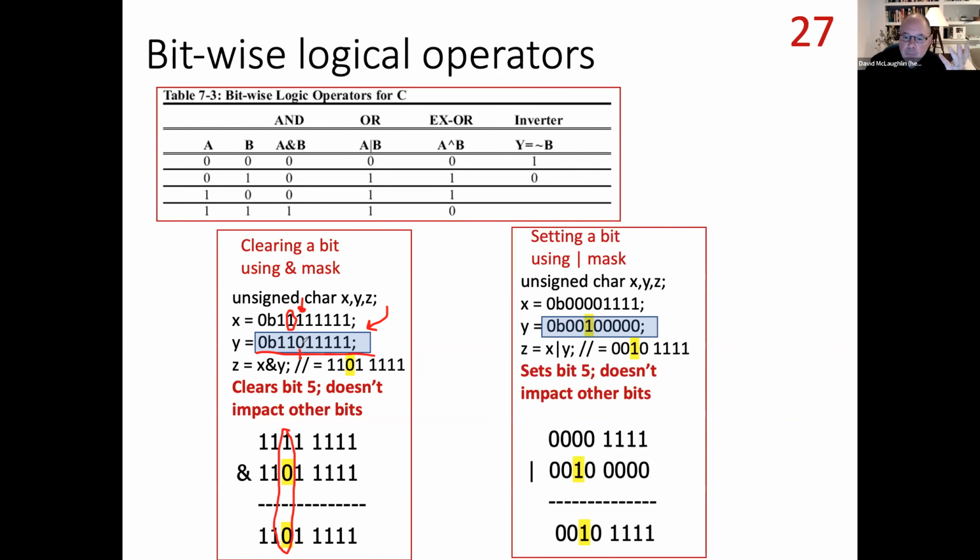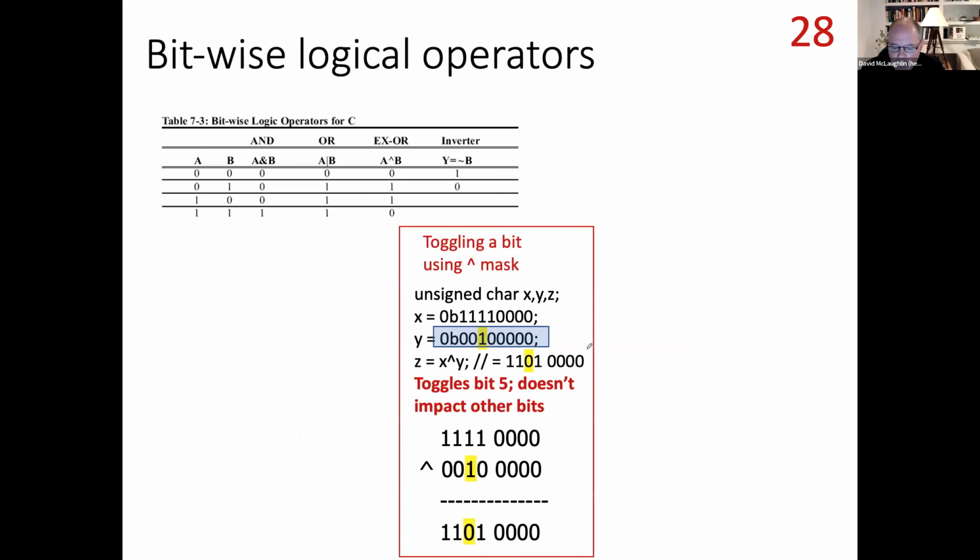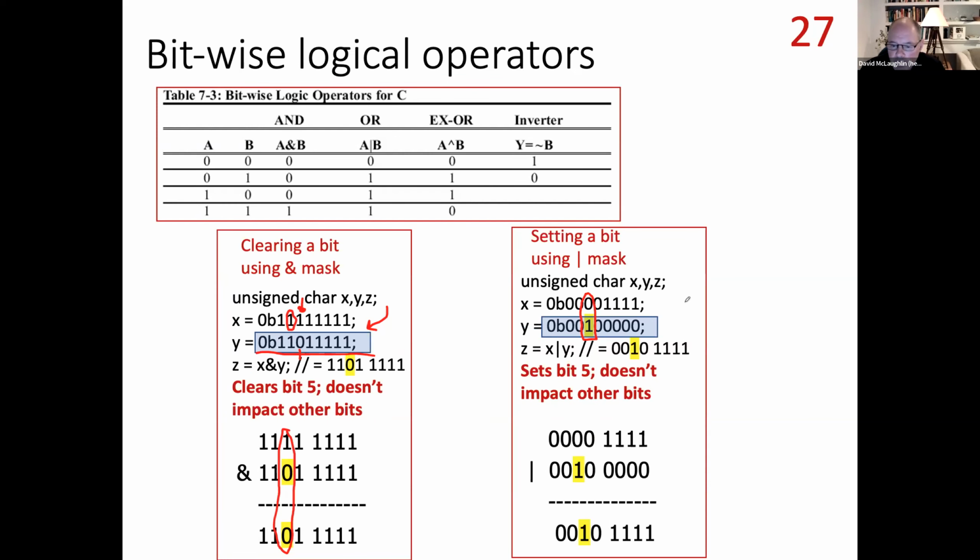How do you set a bit? We're going to use an OR mask. Let's look at this operation here. If I want to set this bit, I could OR it with a 1, and that'll cause it to go high, and it won't impact the other bits. This would be a mask that has a 1 in a particular position. By ORing an initial value with a mask that has a 1 in a particular position, we're setting that particular bit and not impacting the other bits.